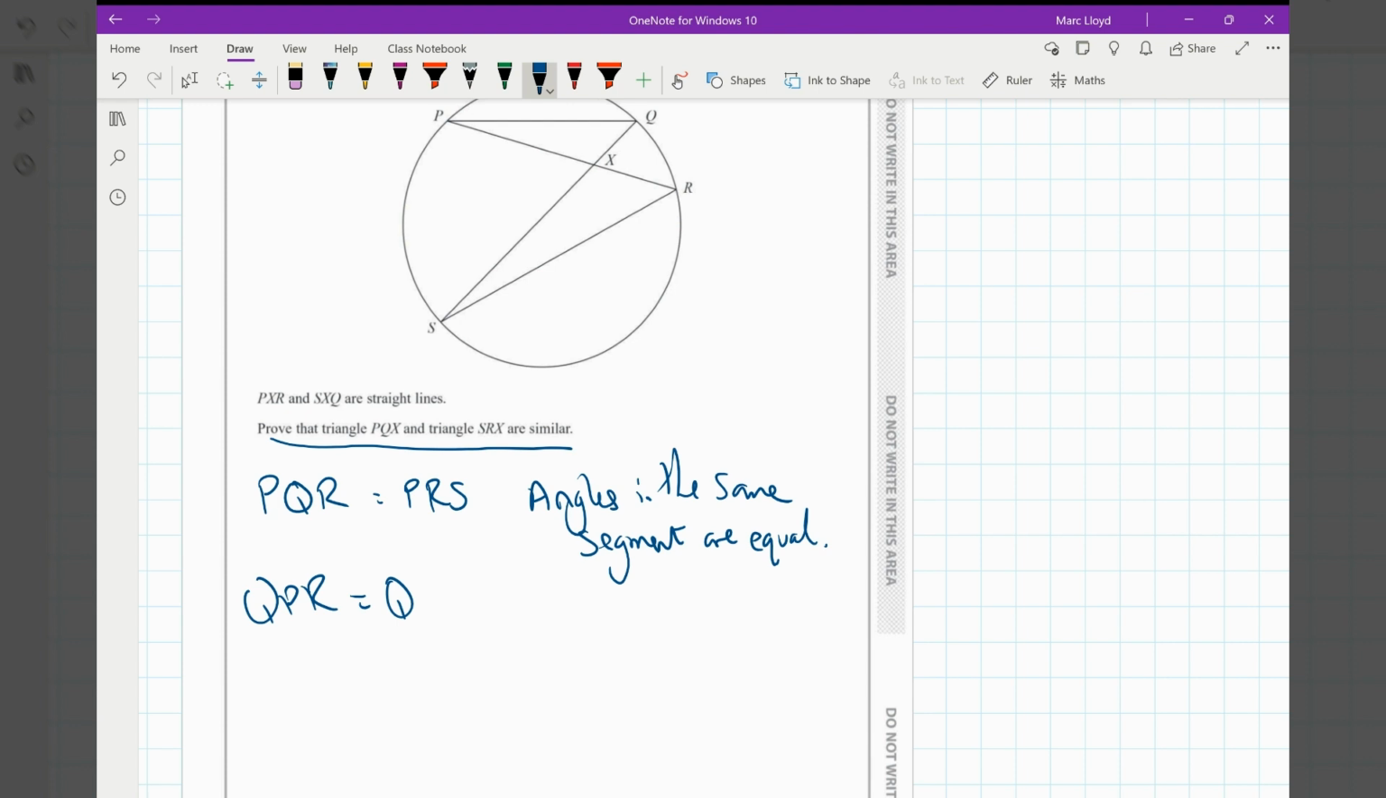I've written the wrong thing for this other one. I'm really sorry if I've confused you there. That was a mistake from me. It's PQS, PRS. I was just looking at it thinking, and I'll explain why. I'll just write this now.